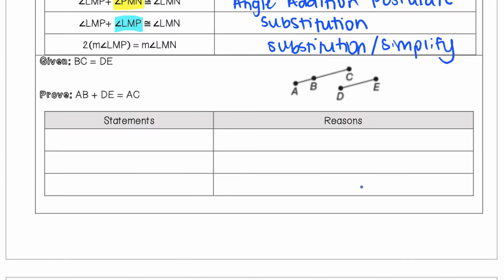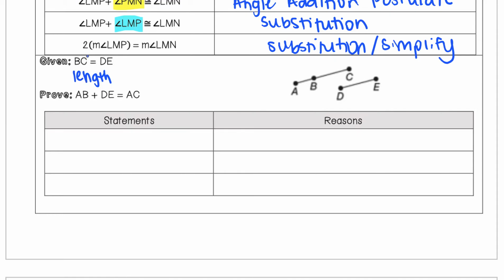Now I have that BC is equal to DE, and we are trying to prove that AB plus DE is equal to AC. So notice here that we don't have any segment markings above these letters. And so that's talking about the lengths, and that's why we're calling these equal and not congruent here. When you just see the letters by themselves, it's length. Remember, when you see it with the symbol above it, it's talking about the actual segment. So segments are congruent, lengths are equal. So that's why we have equal signs here.